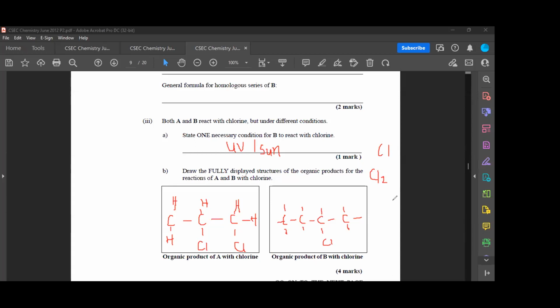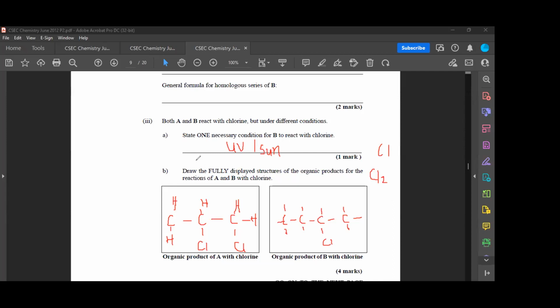Okay, sir. So since it's a diatomic molecule, and they asked us to show a fully displayed structure with any of the diatomic molecules, we know that we're just going to substitute a hydrogen for one of the atoms if it is an alkane. If it's an alkene, then it's an addition across the double bond.